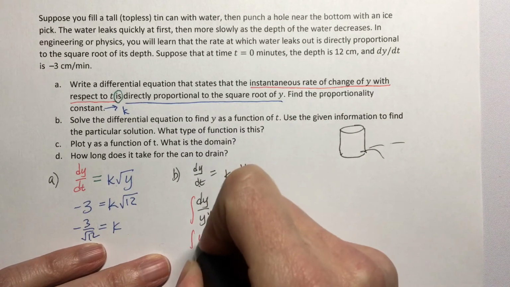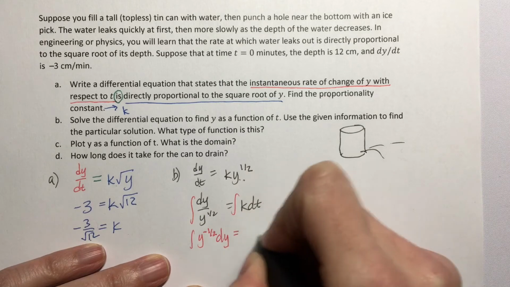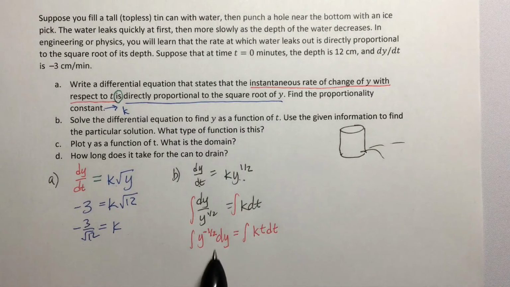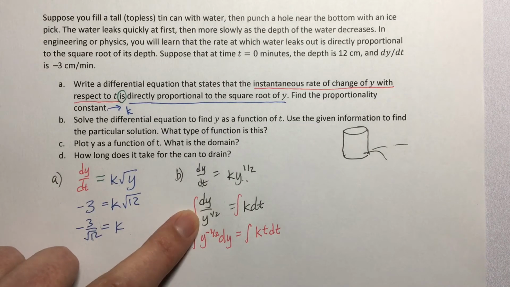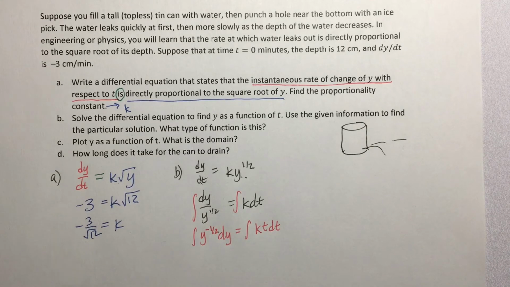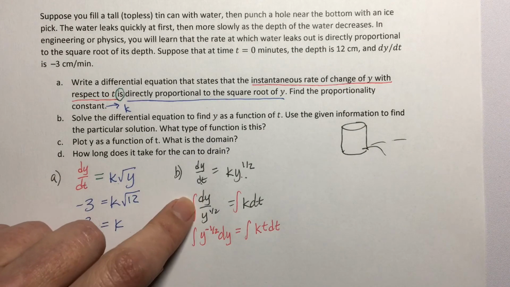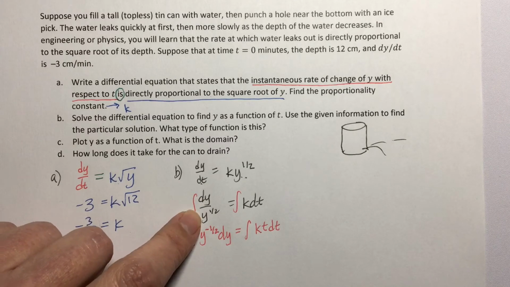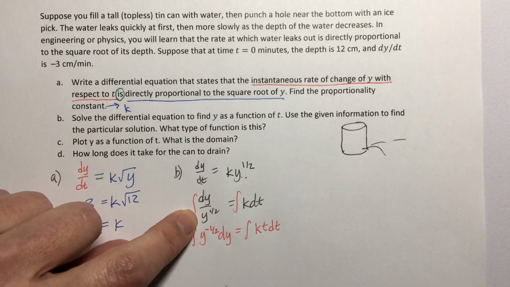To integrate the left side though, I'm going to rewrite this as y to the -1/2 dy equals the integral of k dt. Now here's a spot that people mess up all the time. They see this dy over y to the 1/2, and then they crack out their natural logs, treating it like a dy over y instead of a dy over root y. Looking at that, is the numerator the derivative of the denominator? No, it's not.